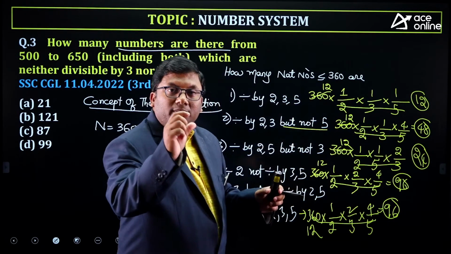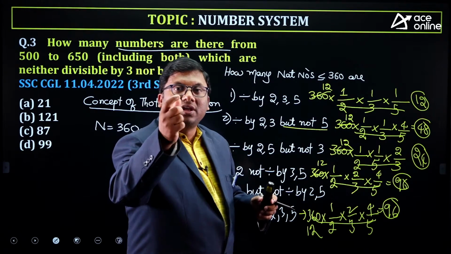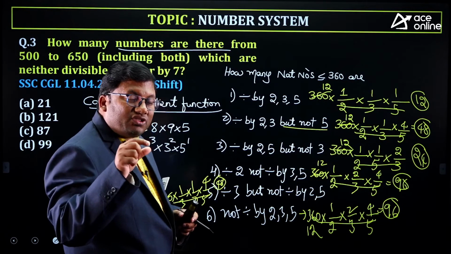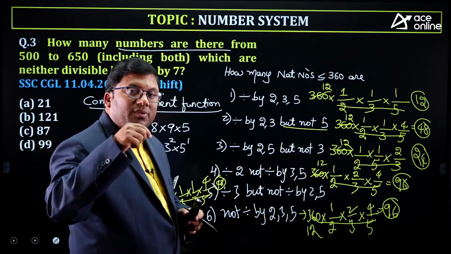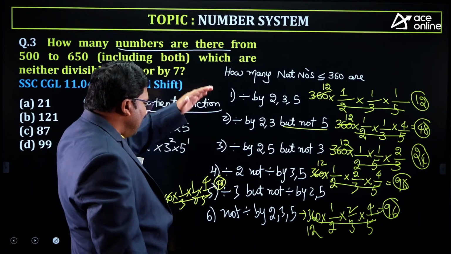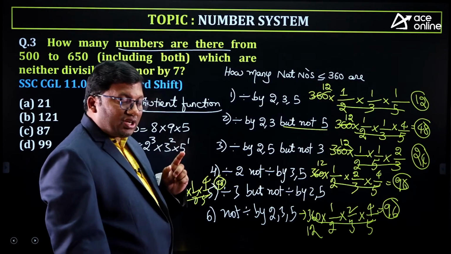For every 2 numbers, 1 number is divisible. How many are not divisible? 1 minus 1 by 2. For every 3 consecutive, 1 number is divisible. How many are not divisible? 1 minus 1 by 3. I hope these 6 questions are very much clear to you.